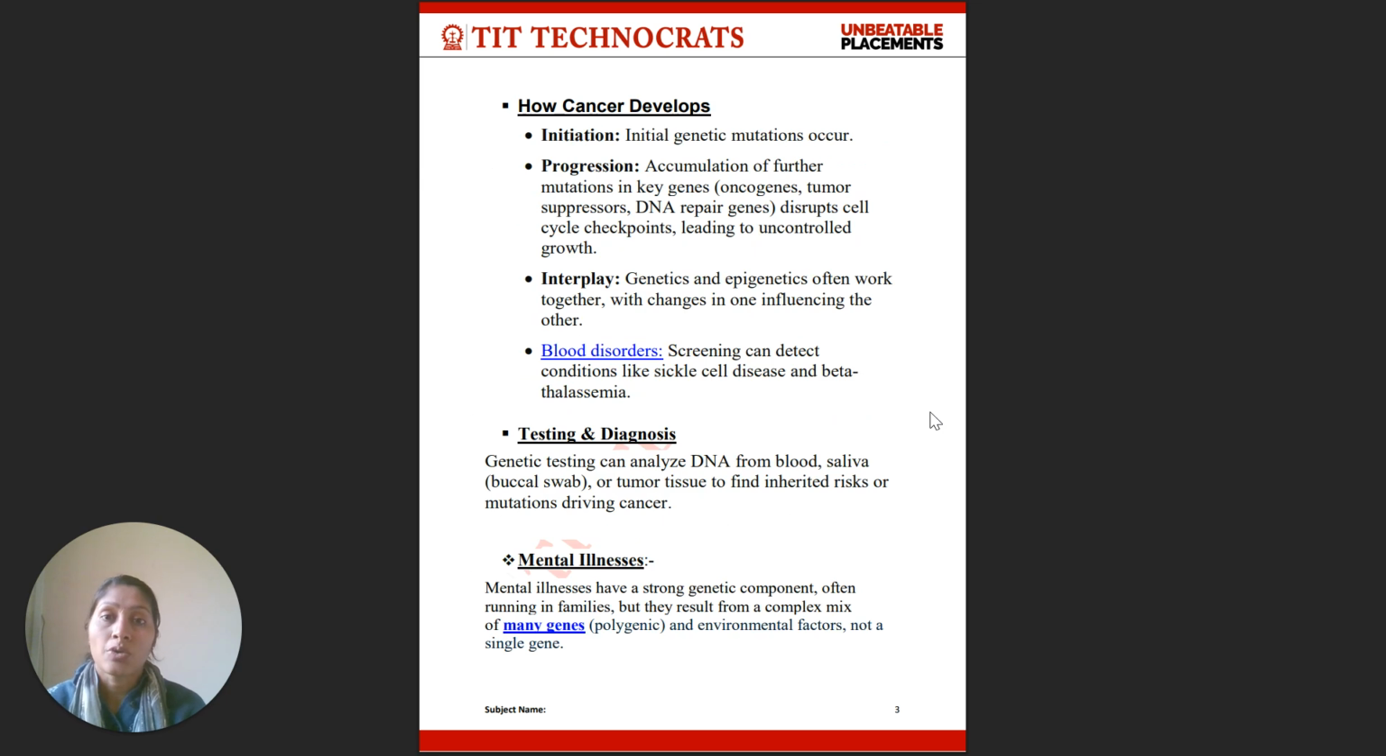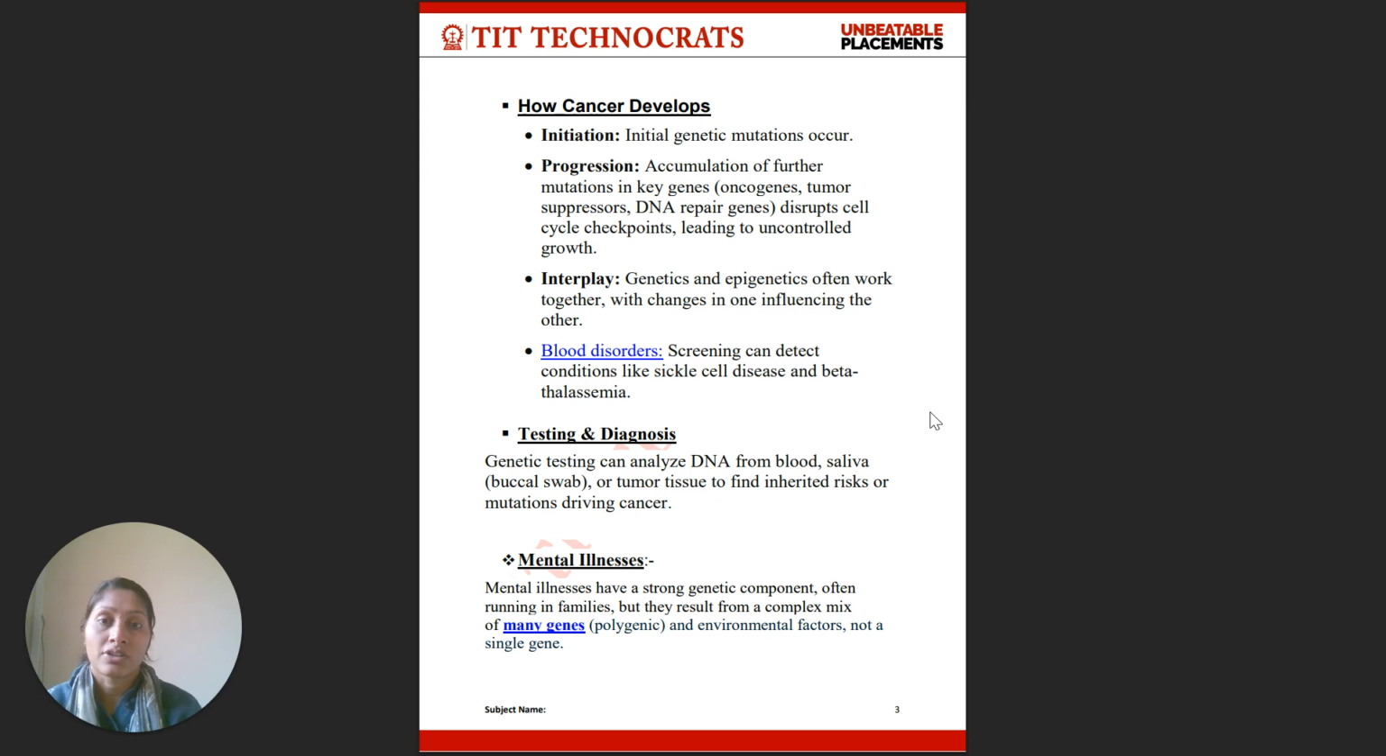Then, how cancer develops. First is initiation, where genetic mutation occurs. Then progression, the accumulation of further mutations in key genes, oncogenes, tumor suppressors, and DNA repair genes, which disrupt cell cycle checkpoints, leading to uncontrolled growth. Then next is interplay. Genetics and epigenetics often work together, with changes in one influencing the other.